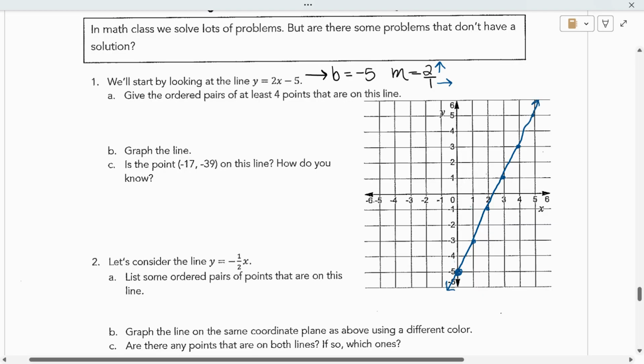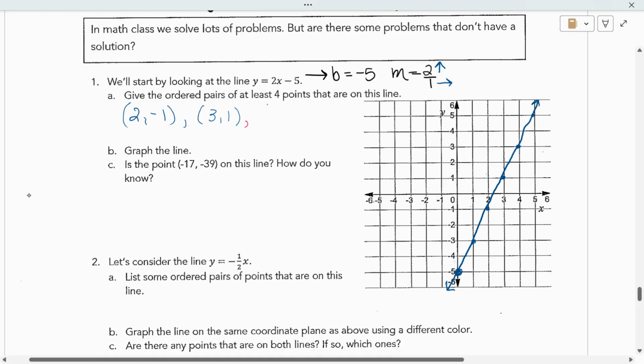Okay? So it says give the ordered pairs of at least 4 points that are on this line. So what are 4 points that are on this line? 2, -1 is one of them. Yeah, write that ordered pair down. 2, -1. We're going to let someone else give a shout out. Owen: 3, 1. Tim: 5, 5.